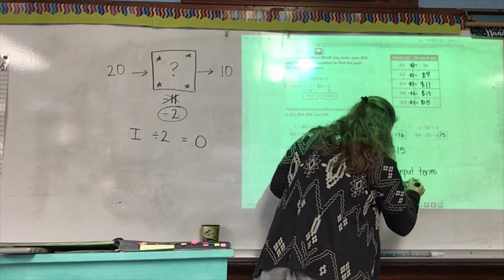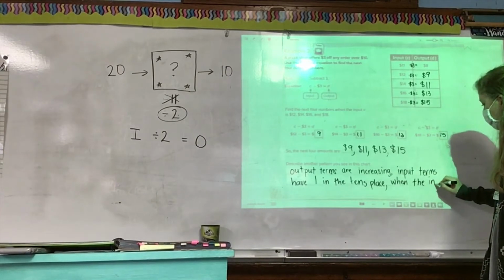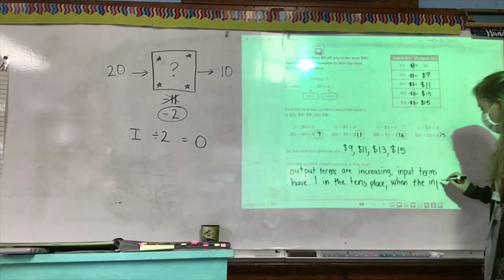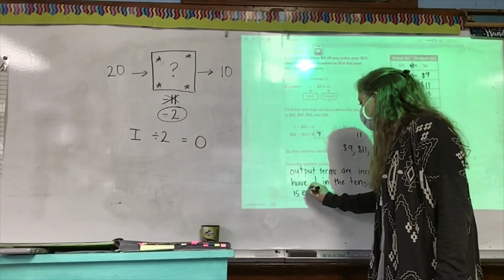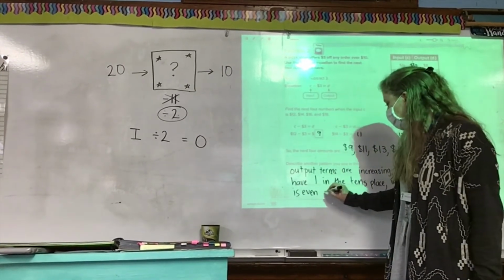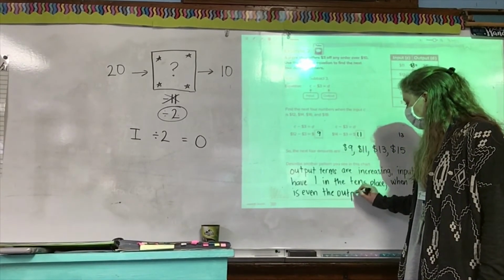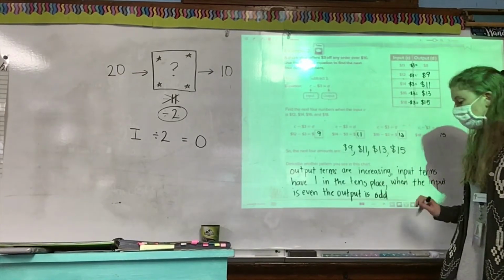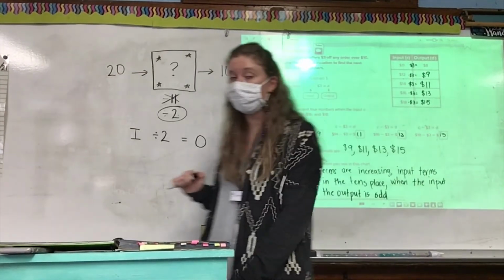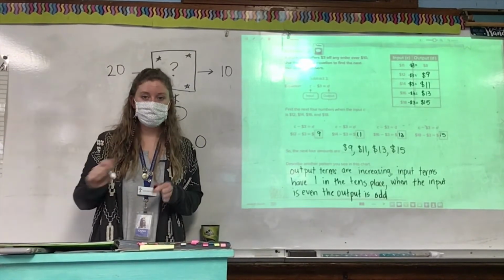We'll say when the input is even, the output is odd. And it works the opposite way too. If the output is even, the input is odd.